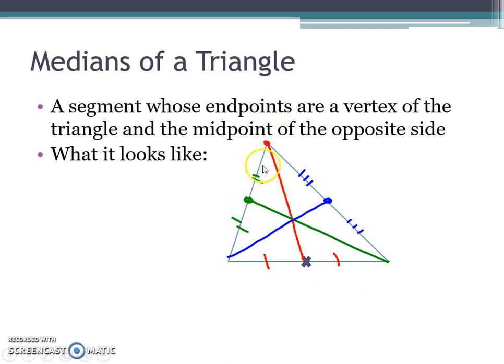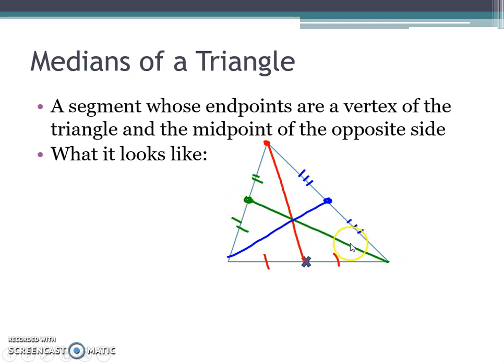This is the midpoint of this left side. This is the midpoint of this right side. And then the endpoints are the vertex of the triangle. So here's the vertex, here's the vertex, here's the vertex. And then it goes to the midpoint of the opposite side, from here to here. So this is called a median.